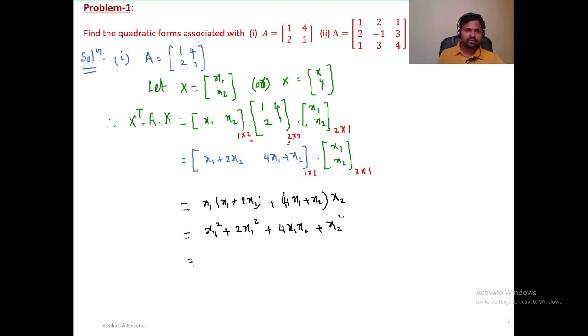So this one, this is 2x2, right? So this is 2x2 square. This is x2 square. Let me write clearly this one. This is x2, 2x1, x2. Now simplify. So x1 square plus 6 times x1 x2 plus x2 square. Okay, so this is called the quadratic expression for the given matrix A.